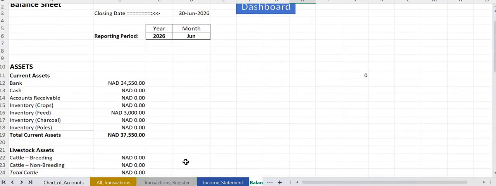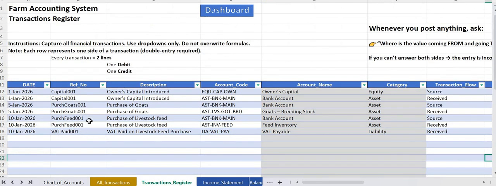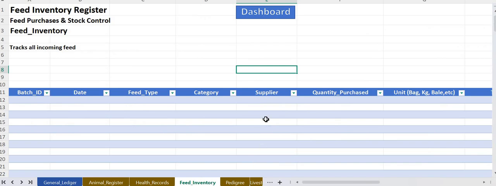Okay, so we are on par. So now we have recorded the financial part of this transaction. Now we've got the feed. We brought it home. Now let us go and register it on our system. So on the feed inventory, let's come and register this together.